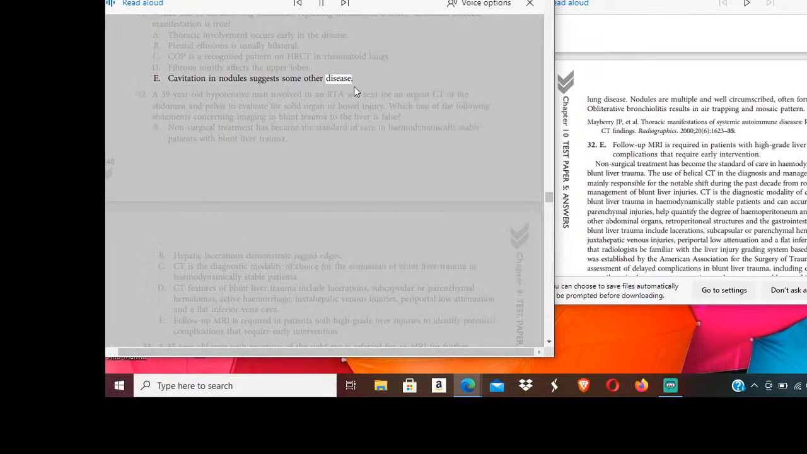32. A 39-year-old hypotensive man involved in an RTA was sent for an urgent CT of the abdomen and pelvis to evaluate for solid organ or bowel injury. Which one of the following statements concerning imaging in blunt trauma to the liver is false? A. Non-surgical treatment has become the standard of care in hemodynamically stable patients with blunt liver trauma.